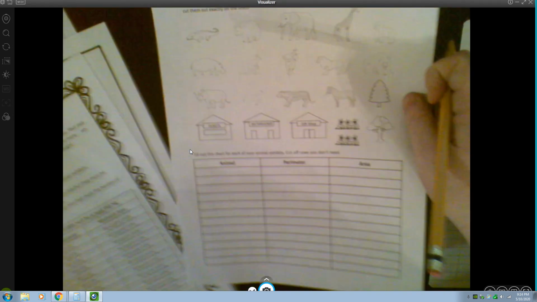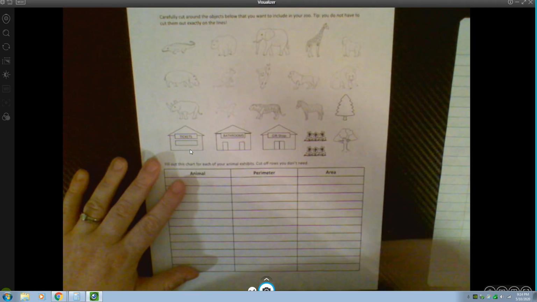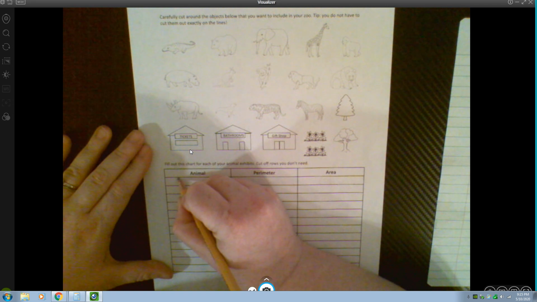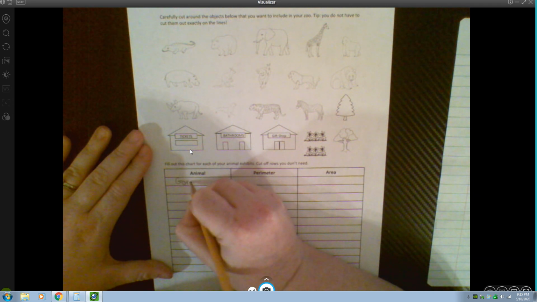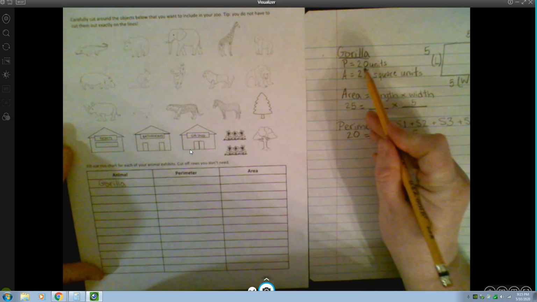Okay. So what I do now is, if I have my graph paper, oh no, just kidding. First, I need to grab the sheet. Okay, so I know I'm going to use the gorillas. So I'm going to write gorilla here. And the perimeter we said was 20 units.